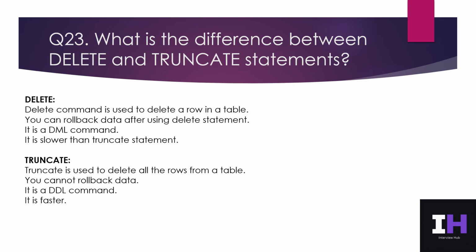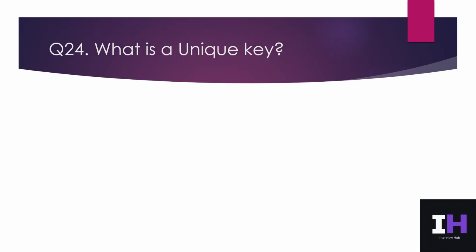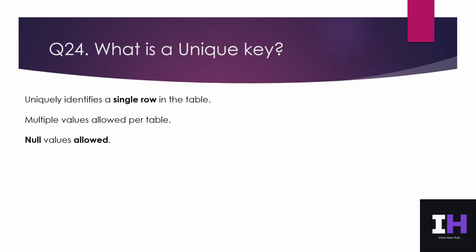Truncate is used to delete all the rows from a table. You cannot roll back data. It is a DDL command. It is faster. Q24. What is a unique key? Uniquely identifies a single row in the table. Multiple values allowed per table. Null values allowed.